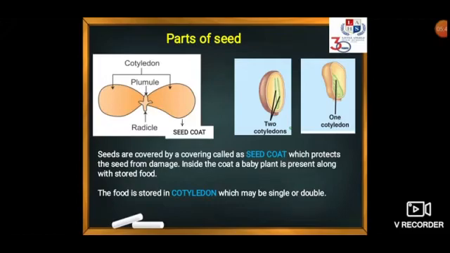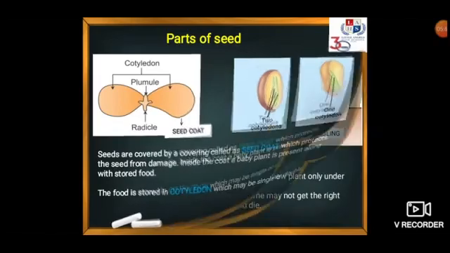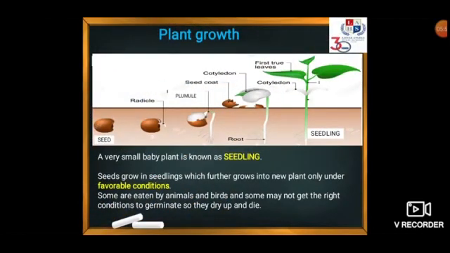Now that we have discussed the parts of the seed, it is easier to understand the next topic, which is plant growth. In this, we will be studying how a seed gradually becomes a seedling. A very small baby plant is known as a seedling. Now, in this entire figure, you will see that there is radicle, which is the future root of the plant, there is plumule, which is the future shoot of the plant, and then in favorable conditions, the seed coat ruptures and then the seedling comes out.